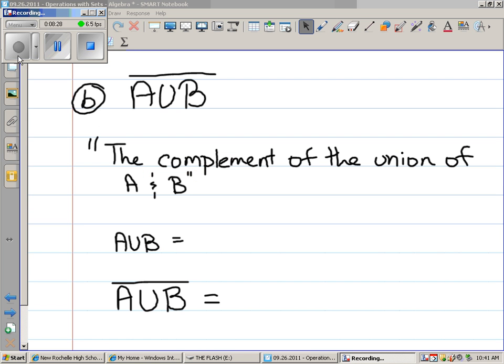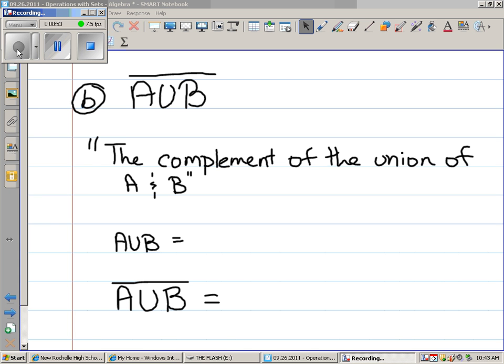So one last thing to practice, and then we're going to head out to our homework. Take a look at the bar. The bar is over the entire thing. It's not over individual sets. So here we want the complement of the union of A and B. Oh, that's crazy. How are we going to do this? So here's how we're going to do it.